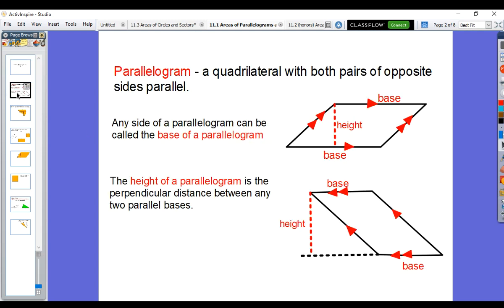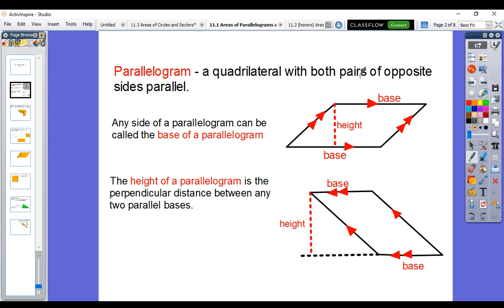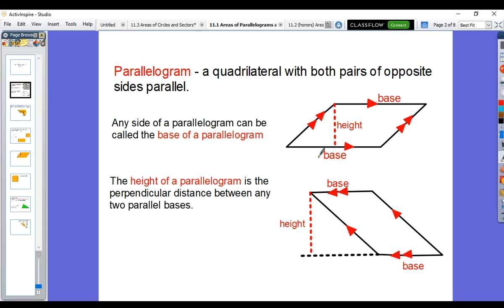A parallelogram is a quadrilateral with both pairs of opposite sides parallel. As you can see, we have these two opposite and these two opposite. Your base and height are the things you need to know to find its area. The bases can either be the longer side or the shorter side, depending on how it's laid out. For example, here the base is right there and right there. There will be two of them, but we only need one. The height has to be perpendicular to your bases.